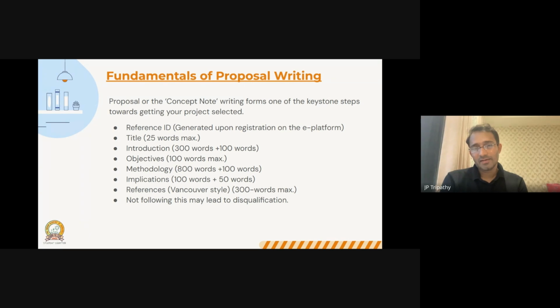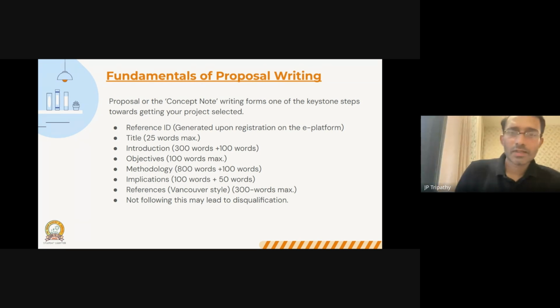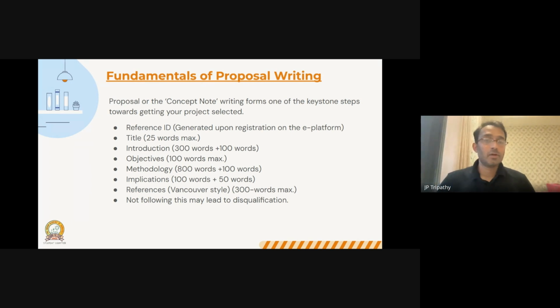Title is important because title is a way of catching somebody's attention. You need not be very creative in your title. I'm not saying use very catchy phrases to catch somebody's attention, but of course you can use some of your creativity in having a nice decent title of up to 25 words which describes your objectives, at least your primary objective, very clearly. Then you have your introduction, objectives, methodology, implications, references.